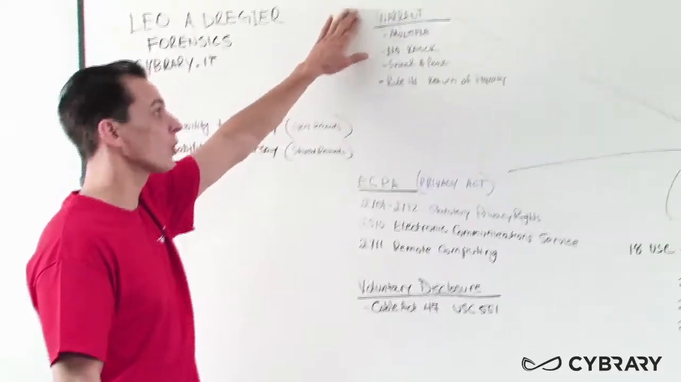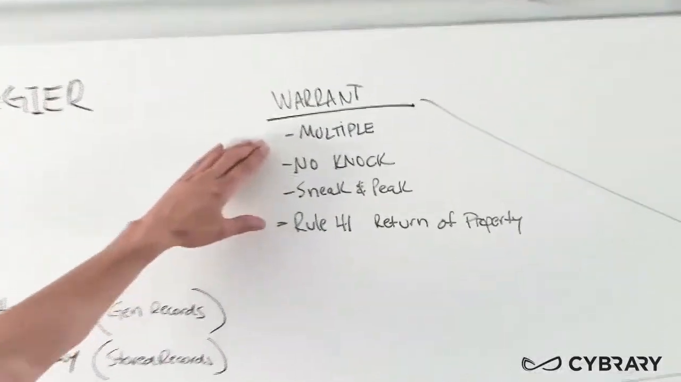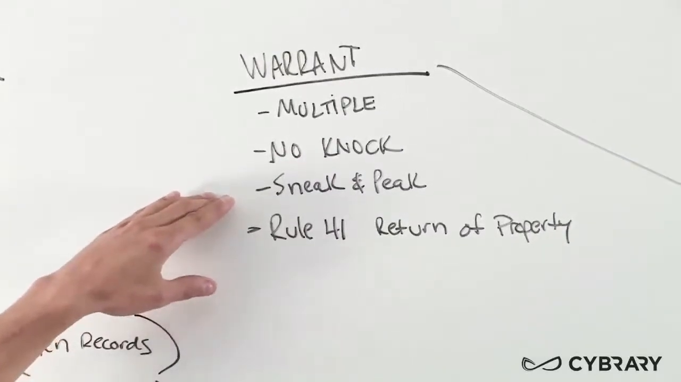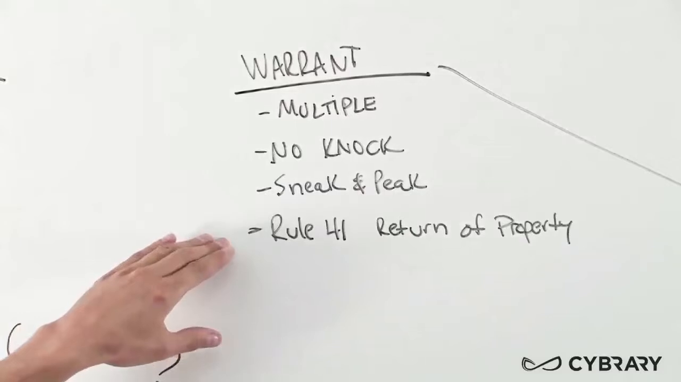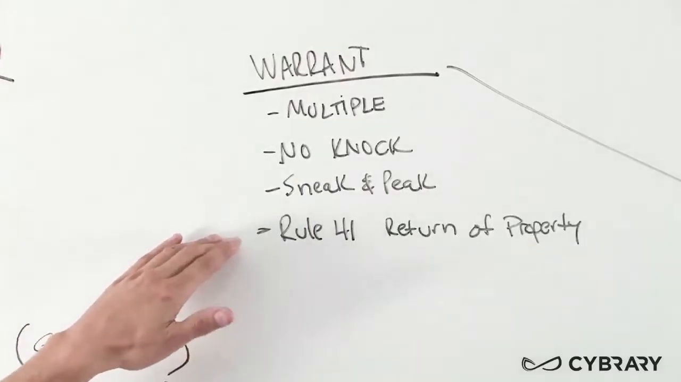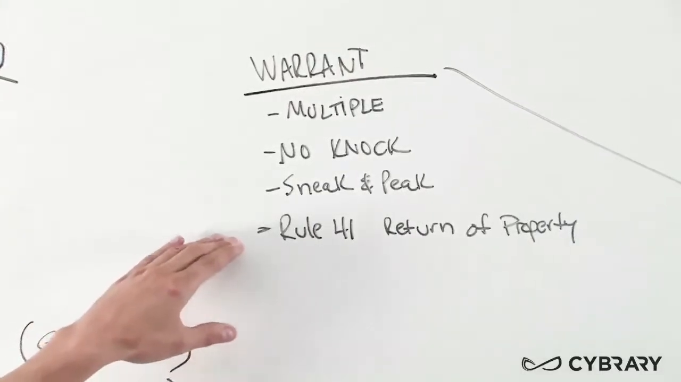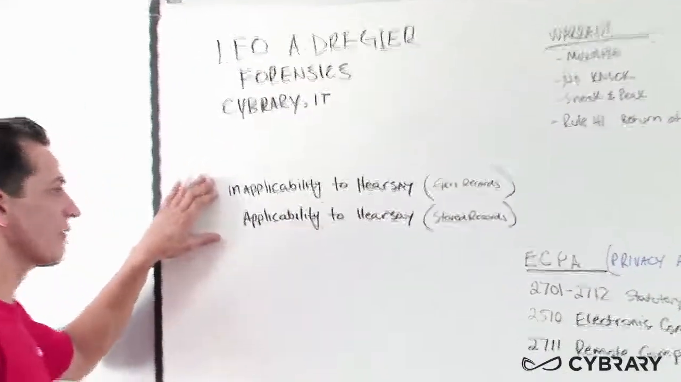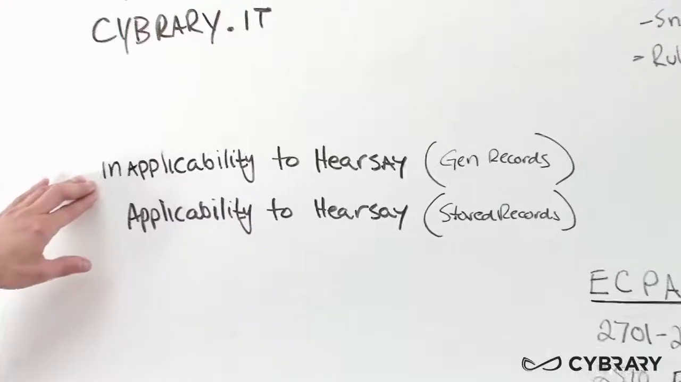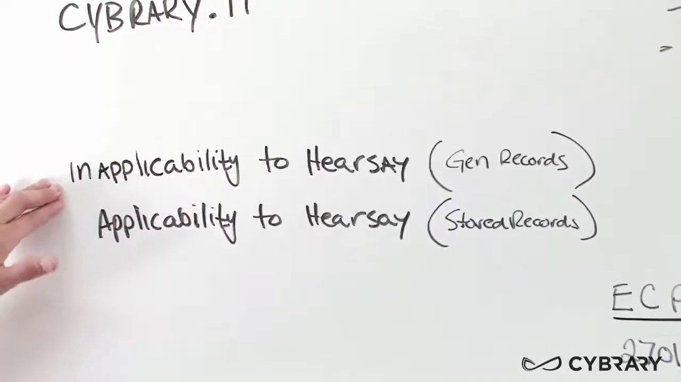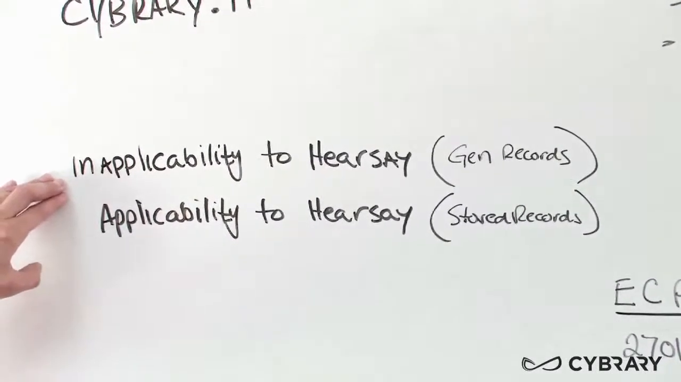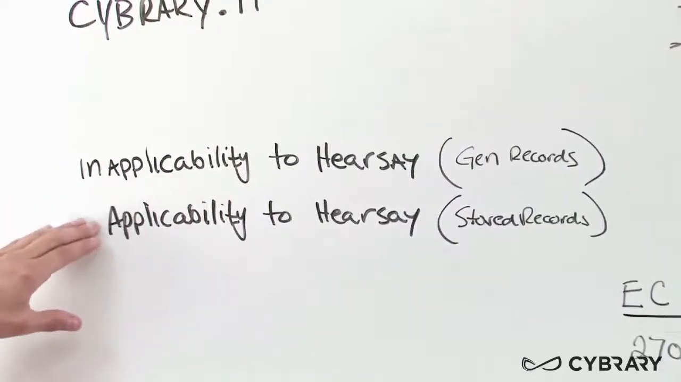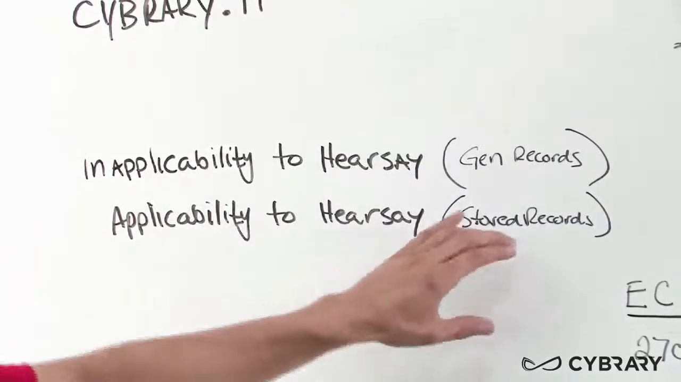Also, in terms of warrants, you have multiple warrants. You have no-knock warrants, sneak and peek warrants, which has been defined, and Rule 41, which is very often overlooked, which is the actual return of property to the accused. Then we'll follow up with the applicability to hearsay, things like general records. We'll also talk generically about what the hearsay rule is, or the business records exemption to the hearsay rule, or the applicability to hearsay such as stored records.